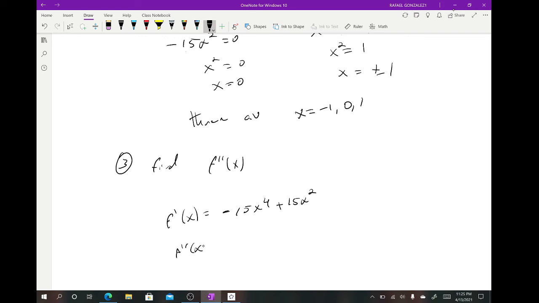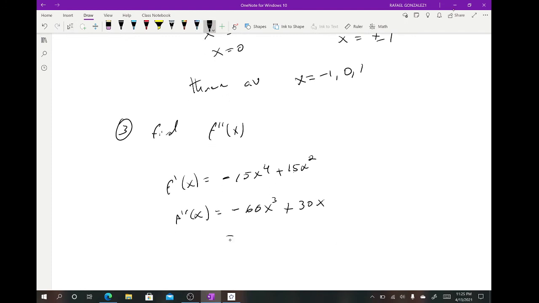So that means that the second derivative is going to be equal to what? It's going to be equal to negative 60x cubed plus 30x. So we have negative 60x cubed plus 30x. I could factor 30x out of both of them. If I factor a negative 30x out of both of them, I'm left with 2x squared minus 1.